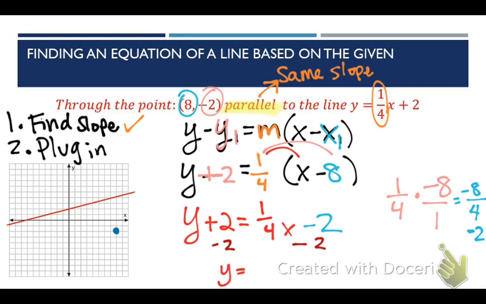So we get y equals 1/4 x. This is a most common mistake. What's -2 minus 2? -4. It is -4.